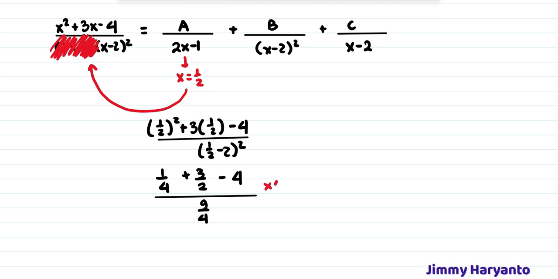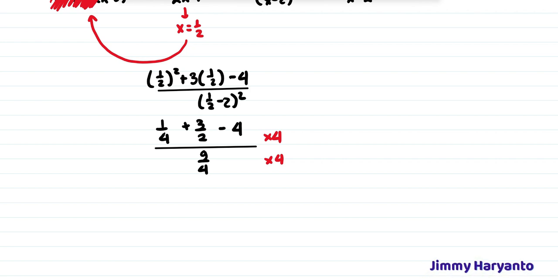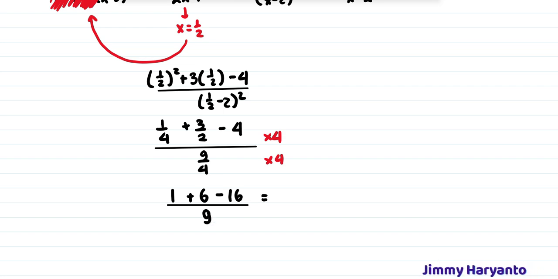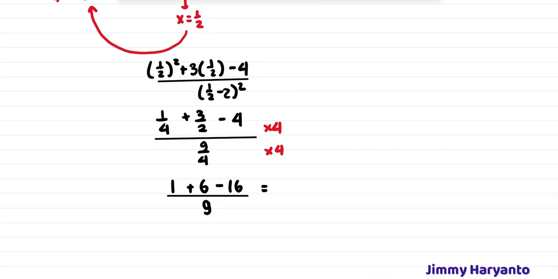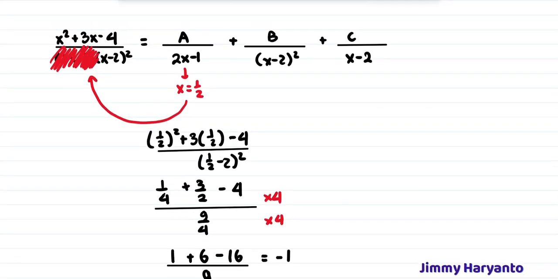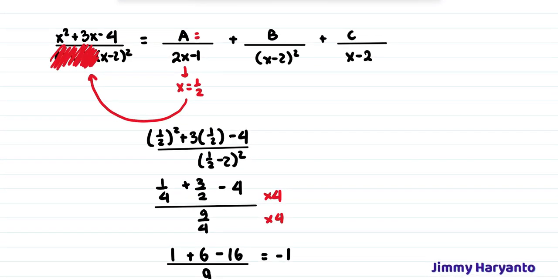And then after this, I will multiply both sides by 4. So you'll have 1 plus 6 minus 16 over 9 equals how much? Negative 1, I guess. Yeah, it's negative 1. Okay, so after you have a equals negative 1, just write down the value of a.